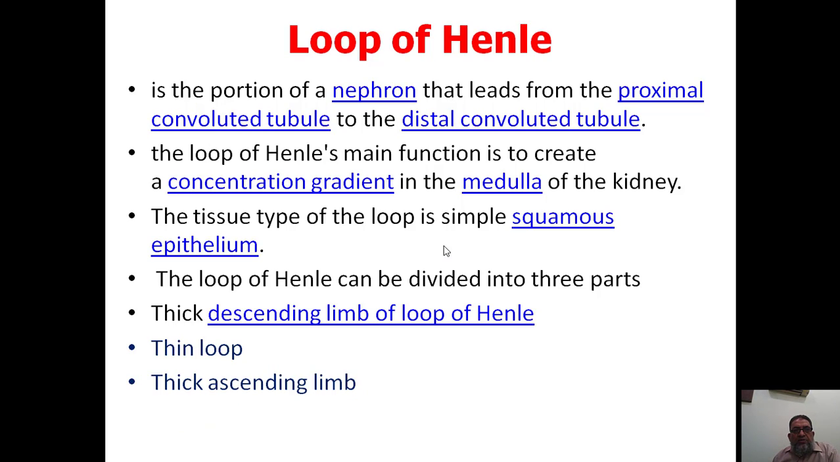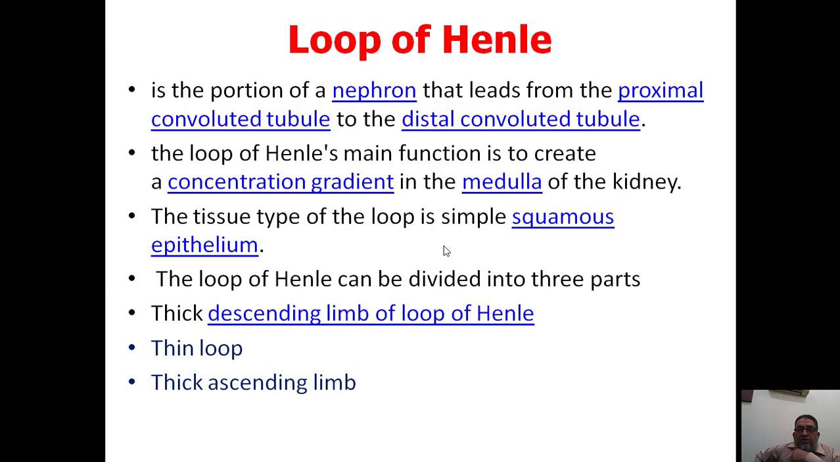What is the loop of Henle? It is the portion of a nephron that leads from the proximal convoluted tubule to the distal convoluted tubule. It is meant for the concentration gradients of the various solutes and solvents. It is present in the middle of the kidney. The tissue type of the loop of Henle is simple squamous epithelium.